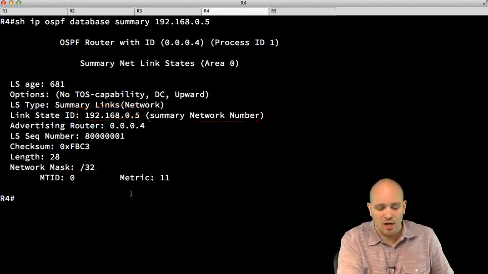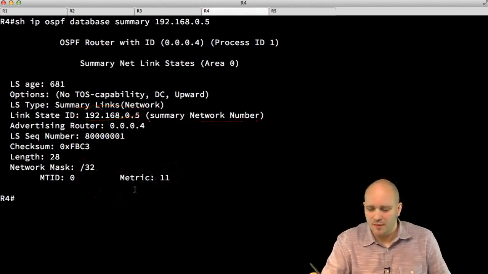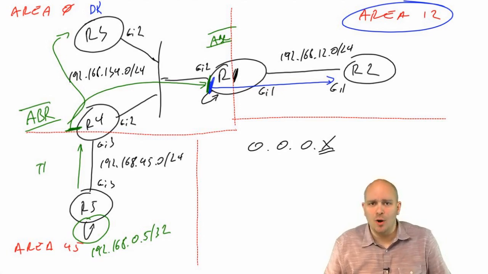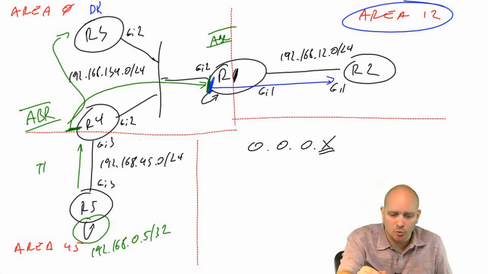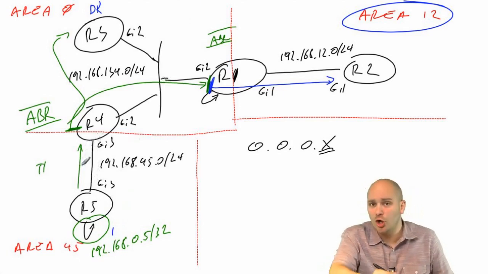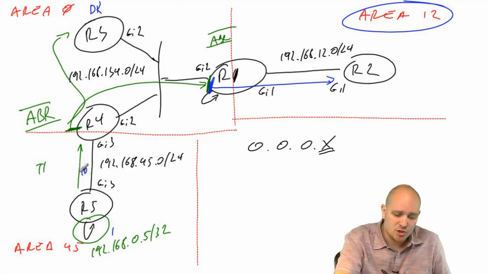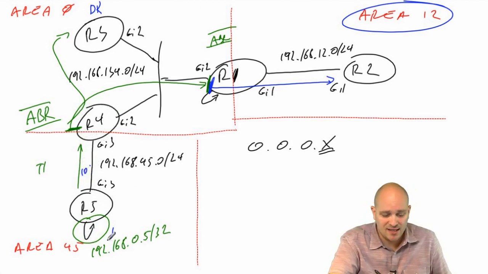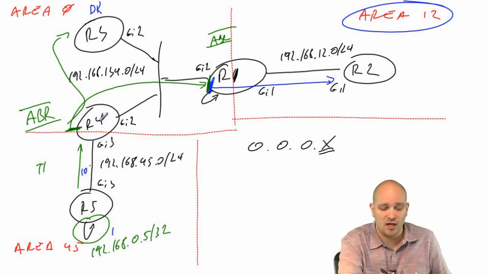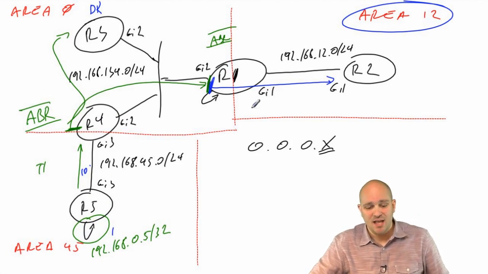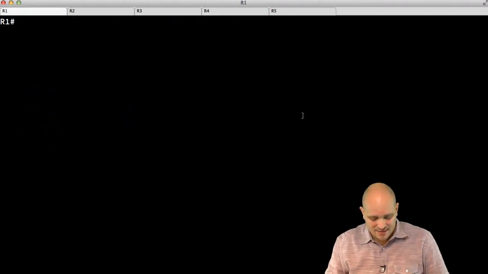11 here. Why metric 11? Well, if we go back to our diagram here, we know that the loopback will have cost 1, and we know that these links here, with our changed auto cost reference bandwidth, they have cost 10. So the cost from R4 to reach the loopback of R5 is indeed 11. And this is what R4 is going to be injecting into the area 0 database. So let's now head to R1 to see this LSA in the database there.